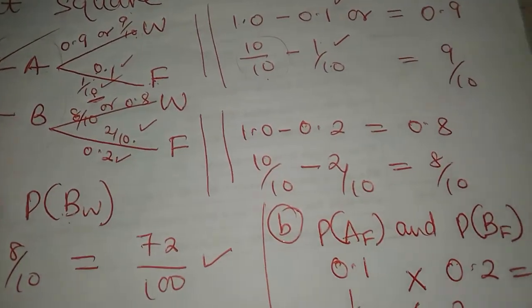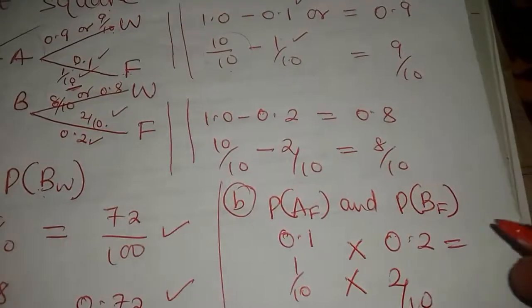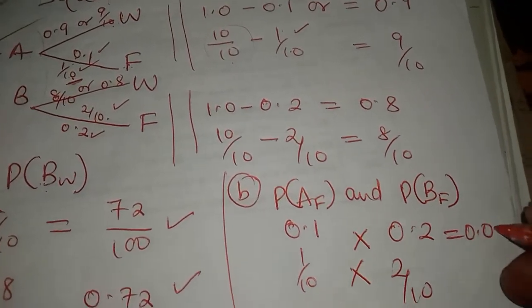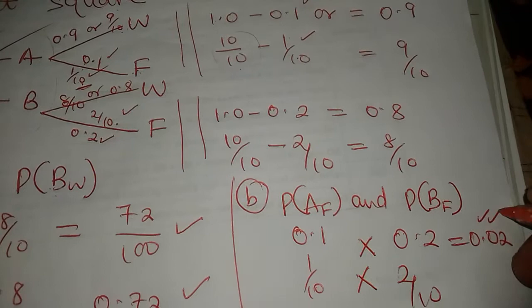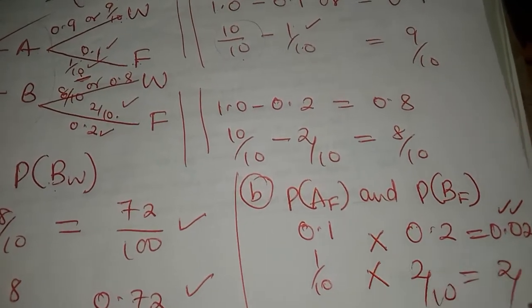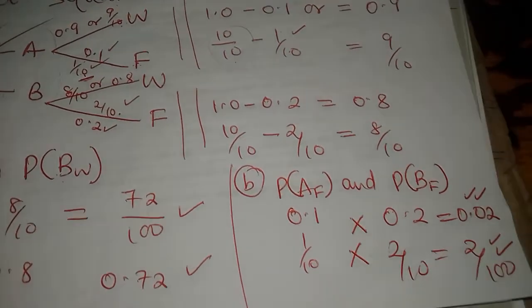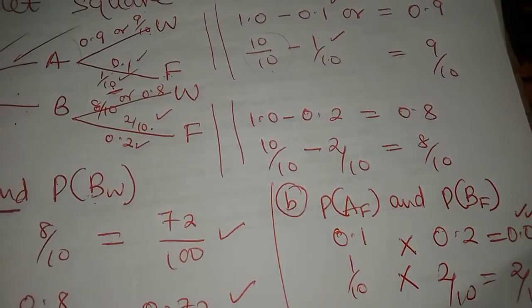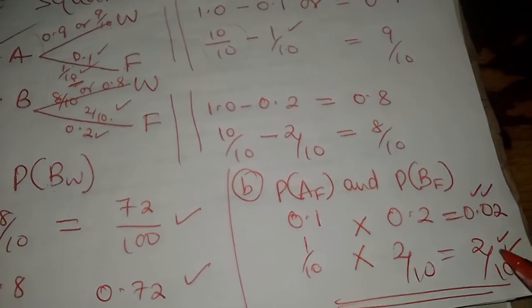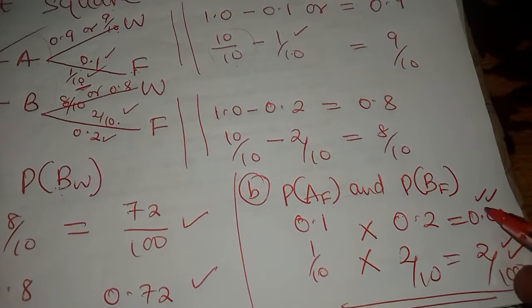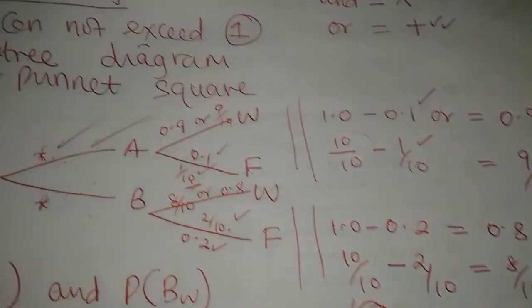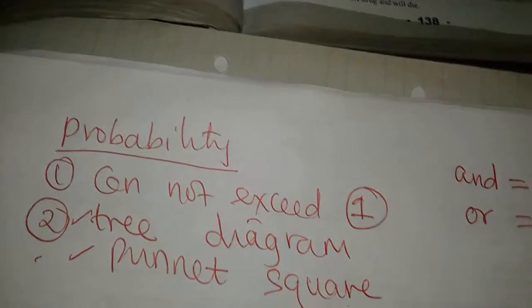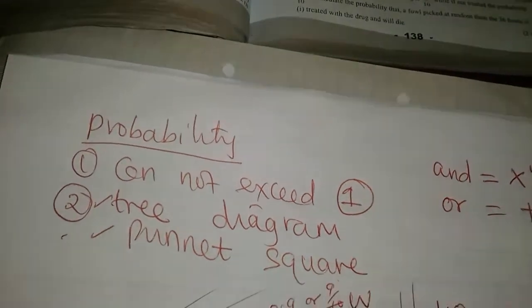So what do I get here? I'm going to get 0.02 as my answer, or 2 over 100 as my answer. So any of these can be the answer. That means the probability of not having any water in the town is 0.02 or 2 over 100. In decimal, in fraction, all of them are acceptable. So let me go to something else. That is part C.